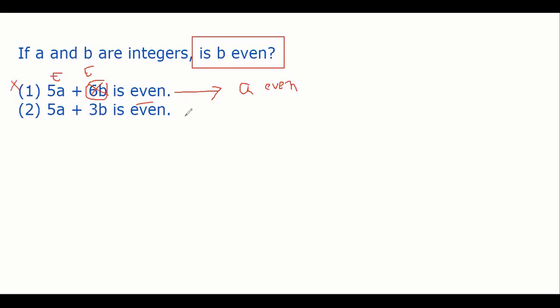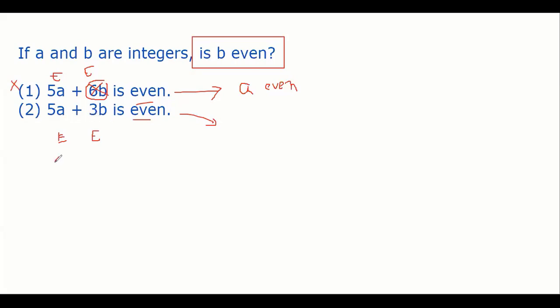Now let's talk about statement 2: 5A plus 3B is even. Now here there is a problem. When can this be even? When A is even, then B is also even. When both are even, then only you can get even, right? Just check: 5 into 4 is 20, 3 into 4 is 12.